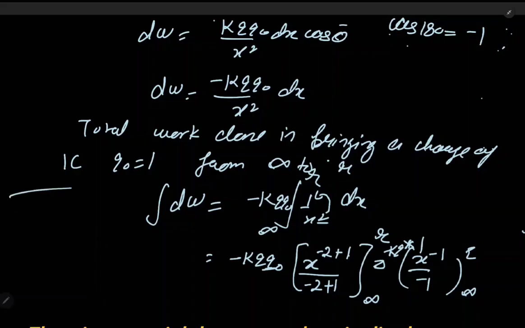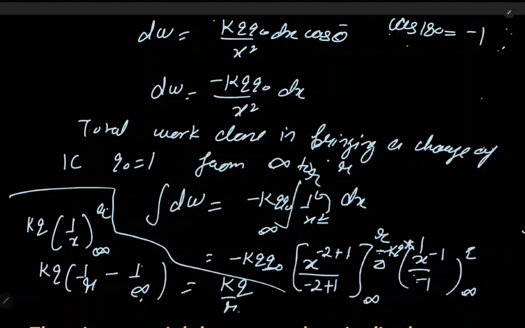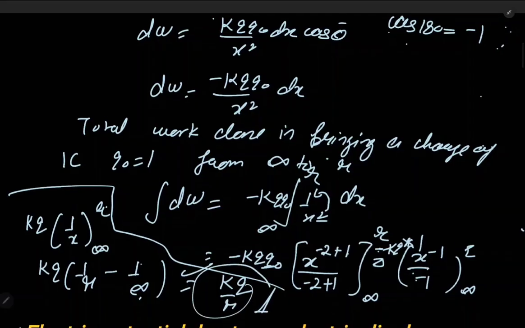So we will get the expression k q, the power is negative so it comes in the denominator, 1 upon x, and this negative sign and this negative sign combine and become positive. Here we have limits infinity and r. We put the upper limit, 1 upon r, and then the lower limit, 1 upon infinity, which is 0. So we are left with the answer k q upon r. This is the electric potential due to a point charge.